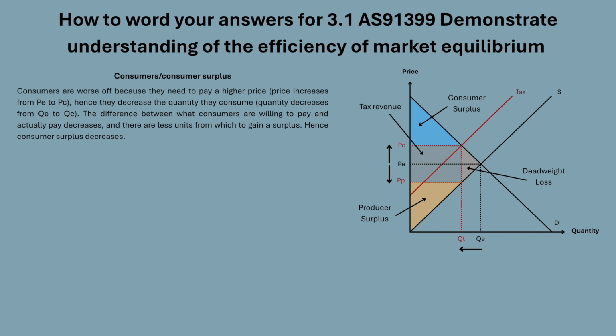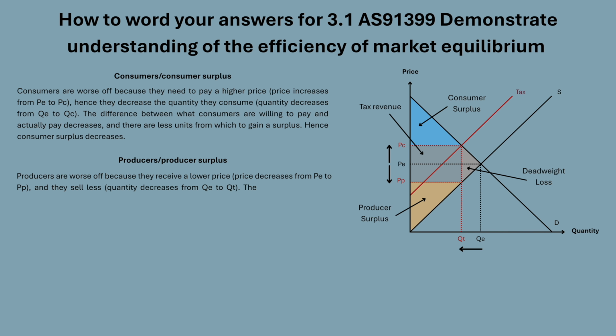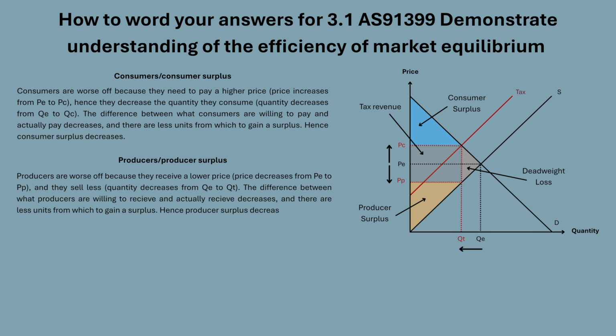Let's look now at producers. Producers, when there is a tax, are worse off because they receive a lower price. So price for them decreases from PE to PP and they sell less. So quantity decreases from QE to QT. The difference between what producers are willing to receive and actually receive decreases. So that was the definition of a producer surplus. And there are less units from which to gain a surplus. This means that they are selling less. Hence, producer surplus decreases.